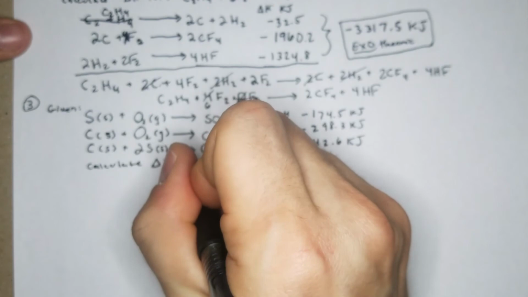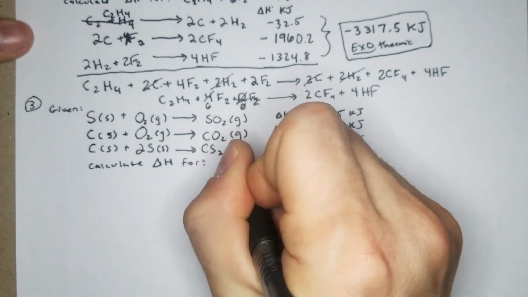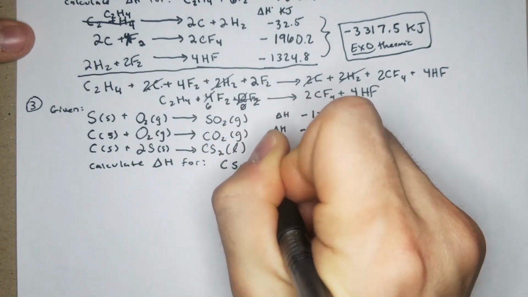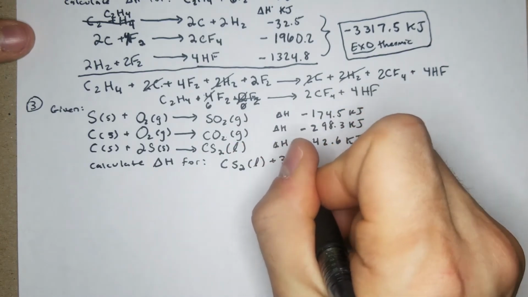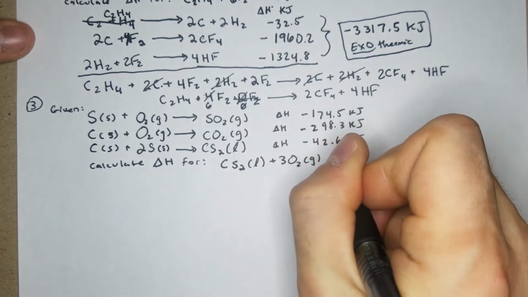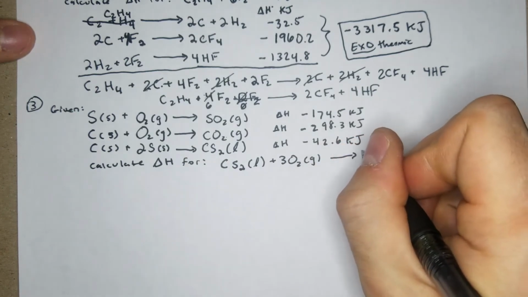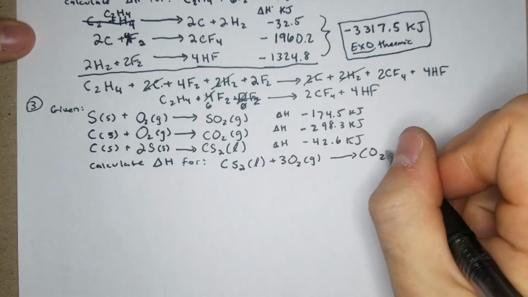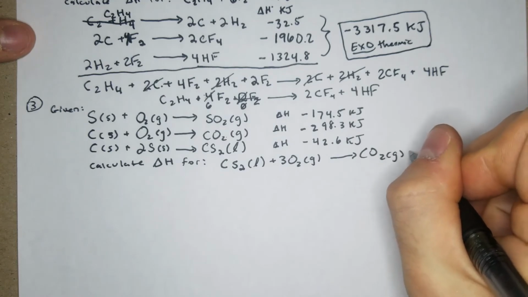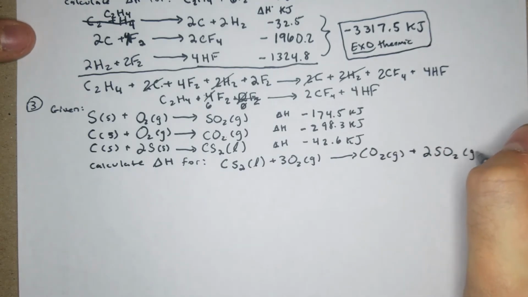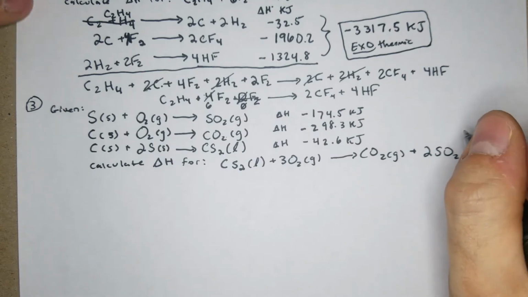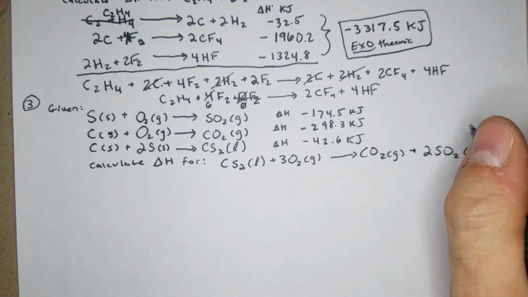for this: CS2 plus 3 O2 is going to yield CO2 gas plus 2 SO2 gas. Okay, so let's see what we can do with that.